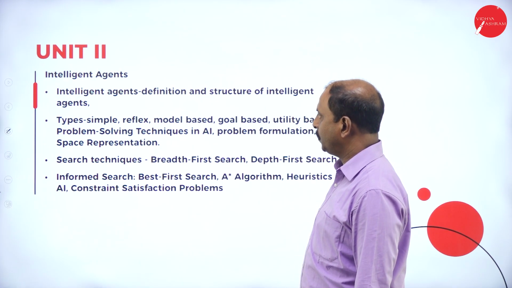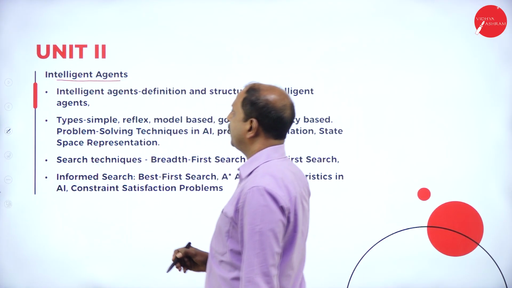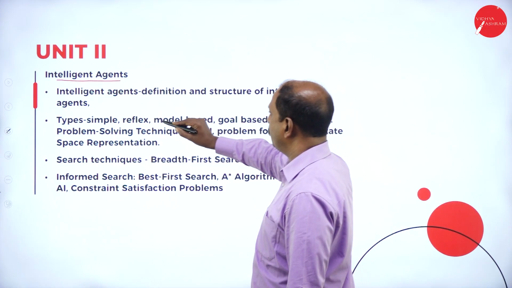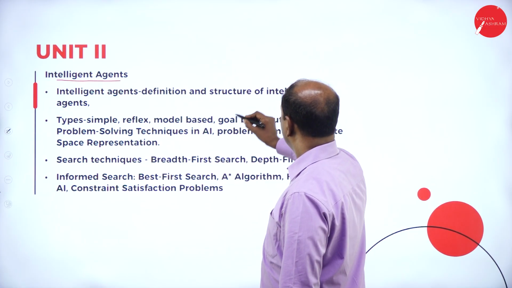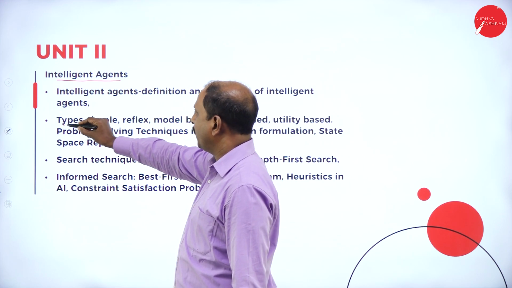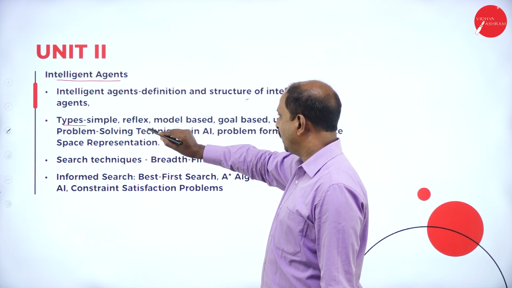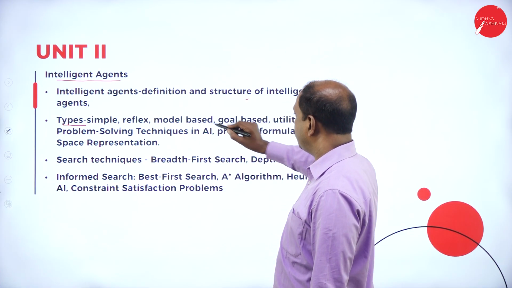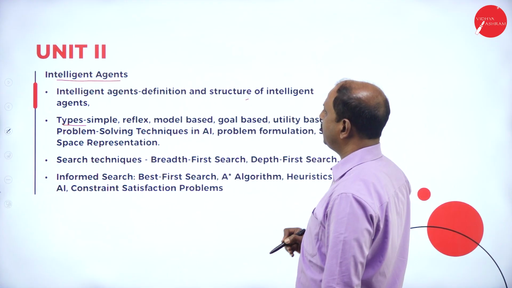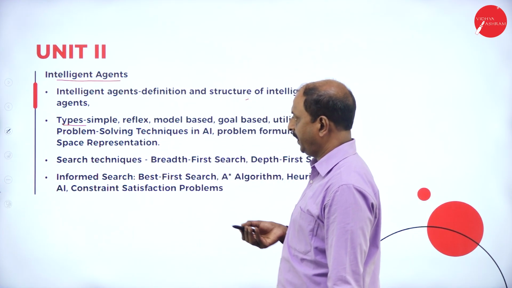And in Unit 2, we are going to talk about intelligent agents. The chapter is intelligent agents. So here we are going to learn the definition, structure of agents and different types of agents like simple reflex and model-based agents, goal-based agents, utility-based agents. These are all different types of agents in AI.